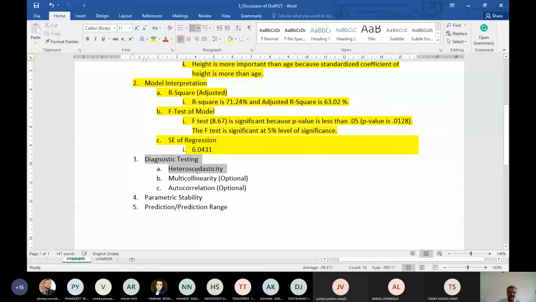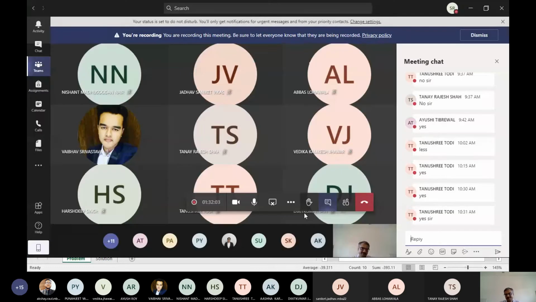So in that very discussion, you will find that this also comes into the picture: you have to do the discussion on diagnostic testing, and diagnostic testing is usually done on these three heads only, and we have to report. If it is not there, report it. If it is there, report it. And if it is there, then how to correct it, that also we'll discuss right now. But we are supposed to report that there is some heteroscedasticity problem, so we have taken this corrective action, and this is my new output. So that discussion has to be done.